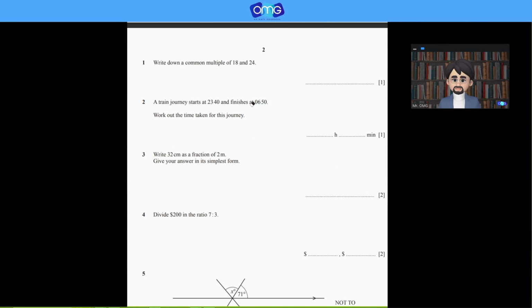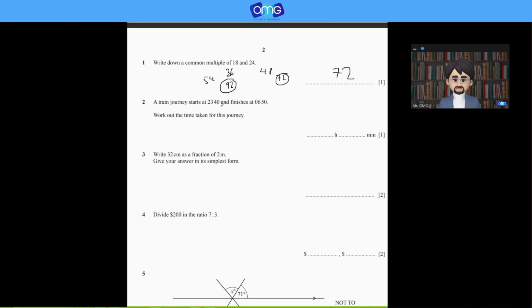Okay, number 1. Write down the common multiple of 18 and 24. Multiples of 18 are 36, 54, 72, and multiples of 24 are 48, 72. Okay, look at this. The common multiple is 72, and that's the answer, 72.